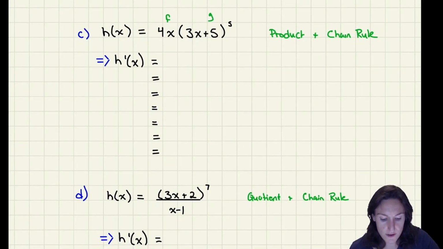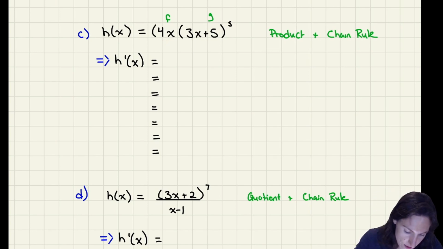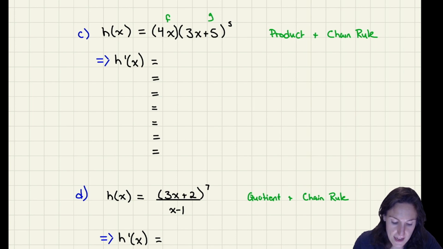Now let's do this one. So this one, we have to be careful because this is 4x, so we can almost think about this as an f function. And then we have this g function here, (3x plus 5) to the 5. So this is product rule and chain rule. Okay, so to make sure we don't get confused, first let's write out what the product rule is, and then we'll worry about the chain rule part.